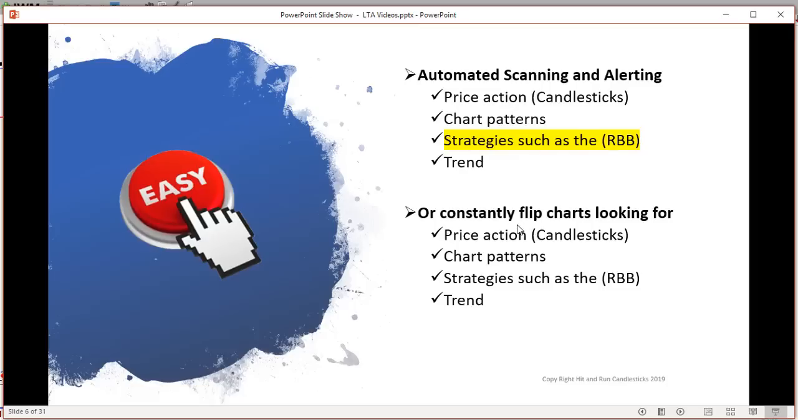Or you can sit and look through charts, flip charts, which I've done for years, and look for that particular price action or candlestick pattern you're looking for, and look for a particular chart pattern that maybe is within the strategy that is either trending or not trending in the direction you want it to trend. Well, we've automated that, just very simple.